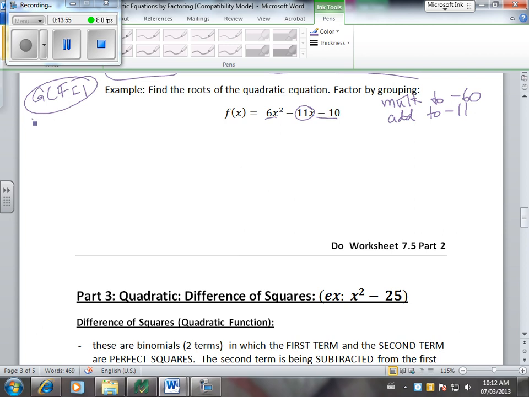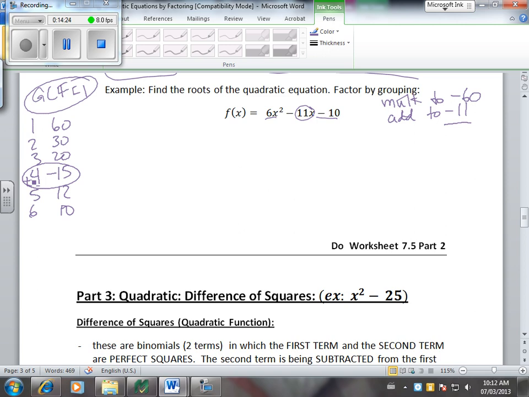So we have 1 and 60, 2 and 30, 3 and 20, 4 and 15, 5 and 12, 6 and 10. And then if I look, I don't need to go any further, because is there any here with a difference of 11? There is. I have 4 and 15. And again, I want to add to negative 11. So I need my 15 to be negative and my 4 to be positive.